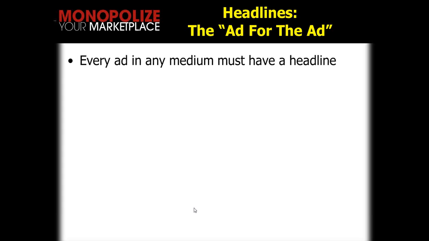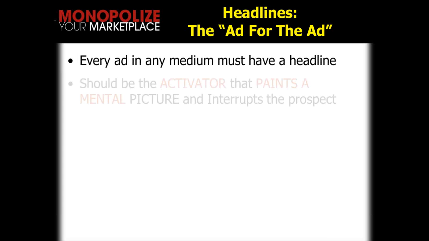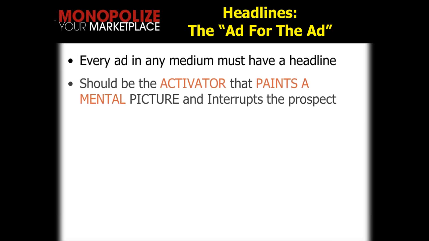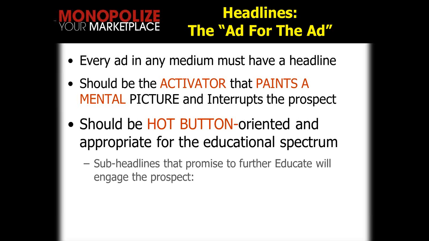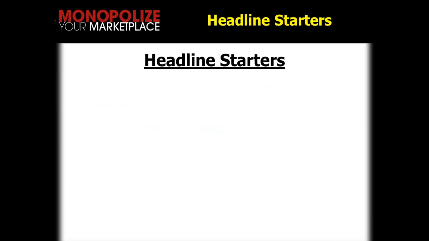By way of review, we talked about the need for headlines last time. Every ad has to have a headline. It should be an activator that paints a mental picture, interrupts the prospect. Now, this is the key thing, paints a mental picture. So what we're trying to do with the multiple headline starters is give ourselves different ways to start headlines so that we can capture people's attention coming from different angles, okay? Hot button oriented. I'll show you some examples of using hot button oriented headlines as we go through this today. And I'm not going to go through that in a lot of detail.